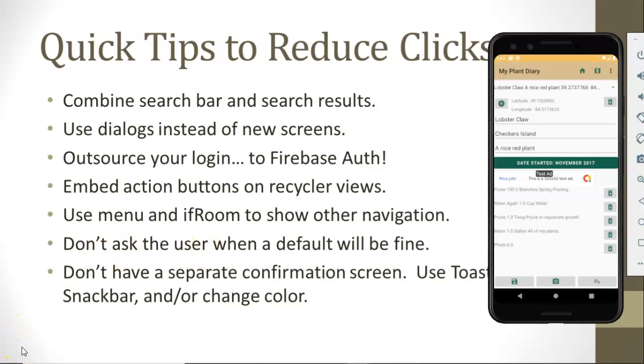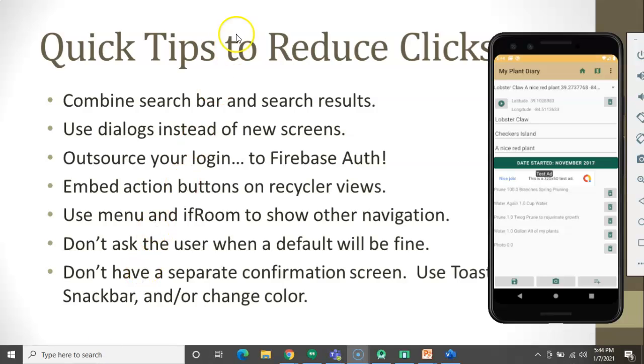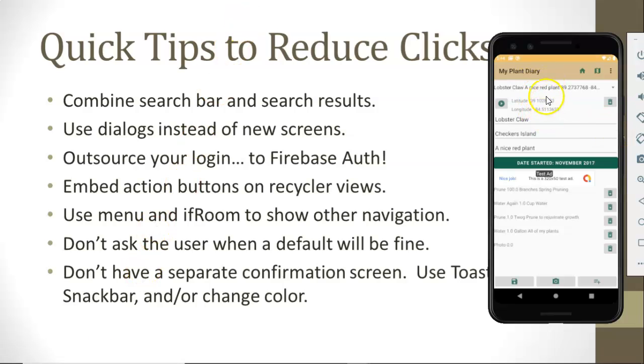Don't ask the user when a default will be fine, and this is one of the Android design principles. For example, if you take a look up here, the latitude and longitude refreshes every minute when you're looking for a new plant. I considered having that configurable, but the reality is, would you really need to have that update any more than a minute? If you're taking a picture of a plant, and you take two pictures of two plants, or say a picture of two different plants that are a couple feet away, you know, that GPS location is probably close enough.